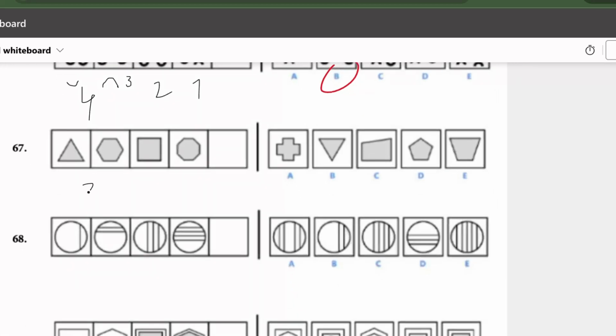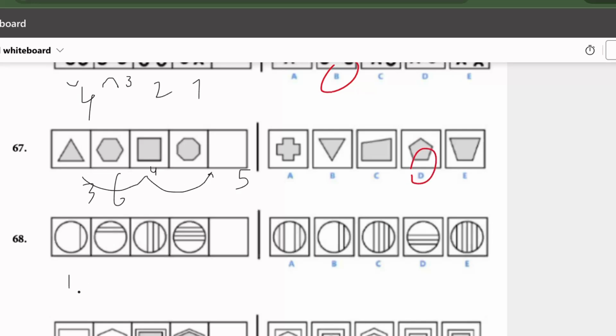67 is going to be 3, 6. I like to alternate. I think that works better. We're going to go 3, 4, and then 5. We can see that there's not really a pattern between these two, but alternating. So D.